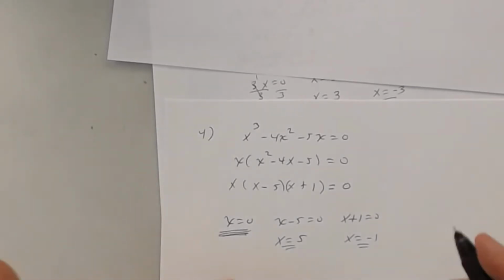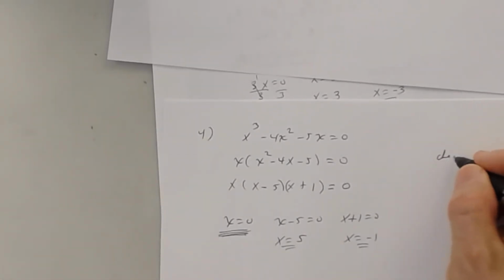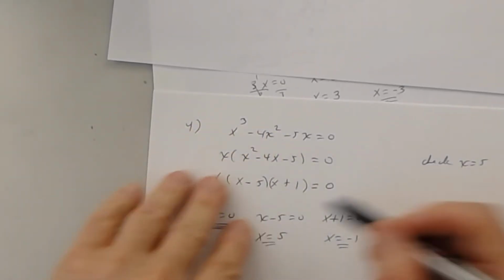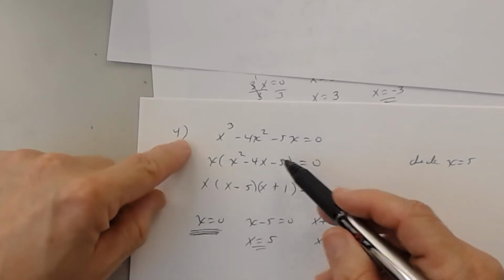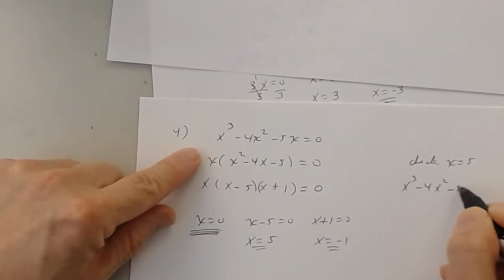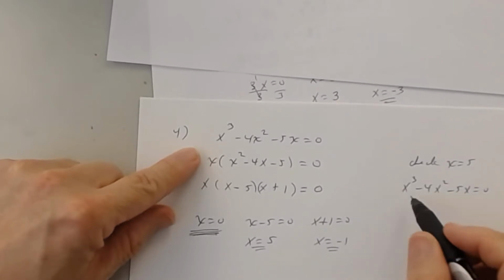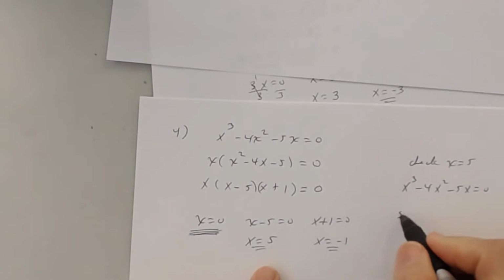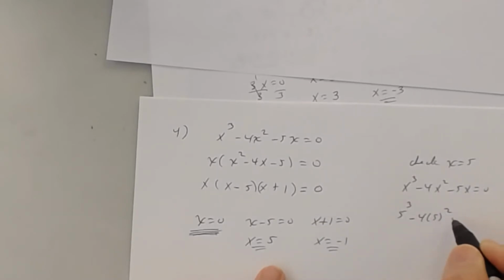And you could check, let's just quickly check 5 if you want to check one of them. Let's check and see if 5 actually works. So always go back to the original, because you could have messed up somewhere in this process. So x cubed minus 4x squared minus 5x equals 0. So where we see the variable x, what do you substitute? 5. So I get 5 cubed minus 4 times 5 squared minus 5 times 5.